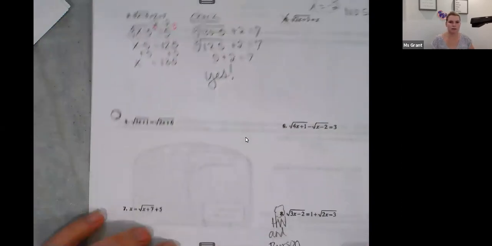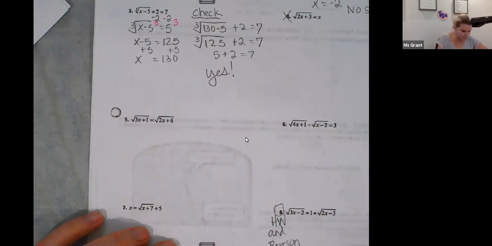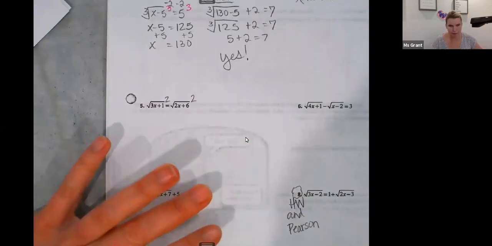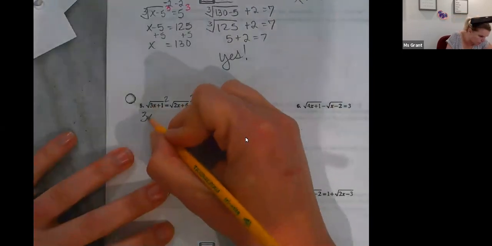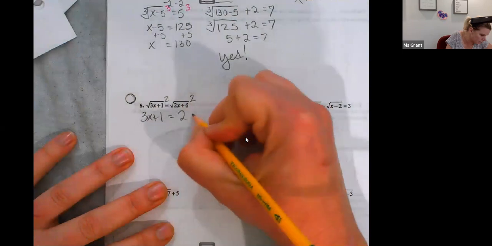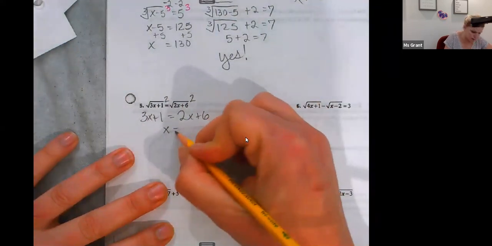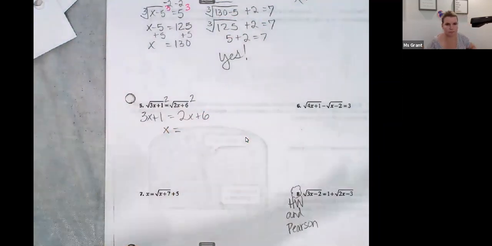Number 5 is easy. I'm just going to quickly talk about it. You square both sides, which means both of them come out of the square root. And you solve, and you get x equals, and you can figure it out.